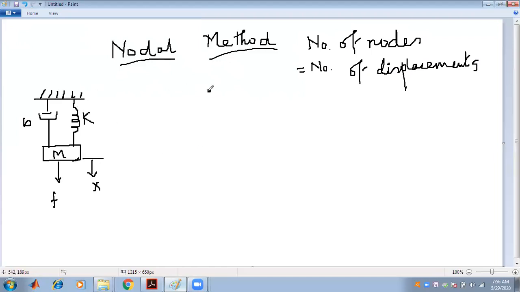This is called the node, and this is known as the reference node. This reference we have to give. So only one node is there because only one displacement x is there in this system. Now we see how we can draw the nodal analysis between that node and the reference.